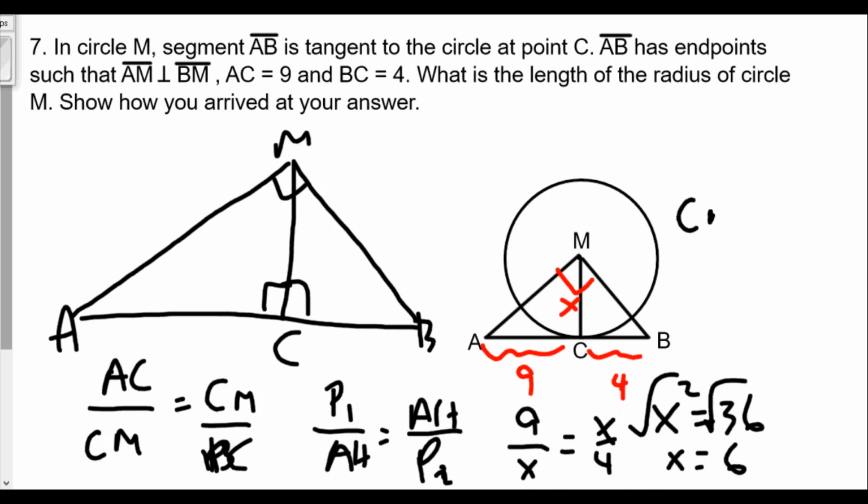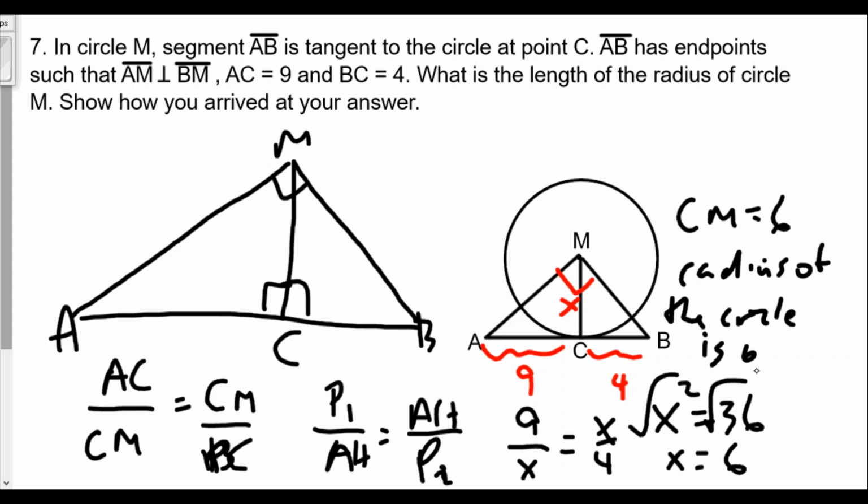Therefore, CM is equal to 6, and that is the same measure as the radius of the circle, because CM is the radius of the circle. So therefore, the radius of the circle is 6 units.